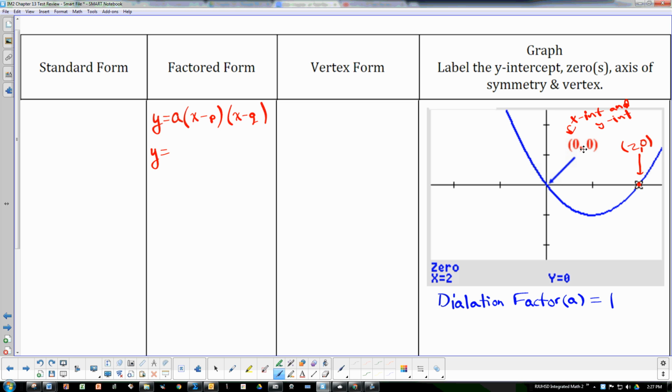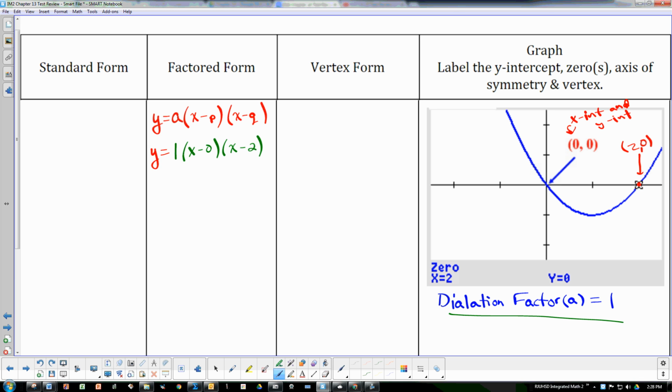So y is equal to, the a happens to be 1. We've assumed that it's 1. This is going to be x minus 0, because that's one of the zeros. And then finally, x minus 2, because that's the other x-intercept, or the zero. So we have factored form. That's done. Now, vertex form.